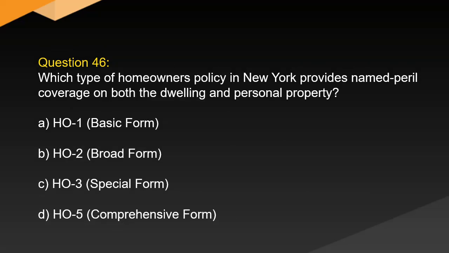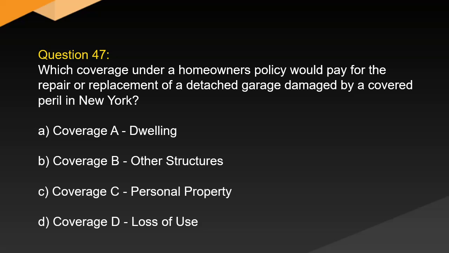Question 46. Which type of homeowner's policy in New York provides named peril coverage on both the dwelling and personal property? A. HO-1 basic form, B. HO-2 broad form, C. HO-3 special form, D. HO-5 comprehensive form.